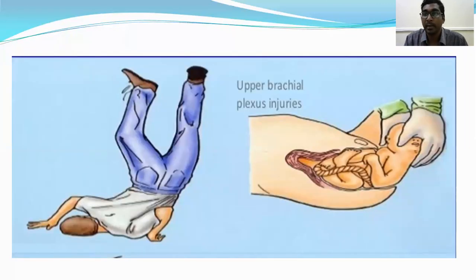So this is the mechanism of injury in Erb's palsy. The head is stretched to the opposite side, and the upper part of the brachial plexus is stretched and injured. This is common in adults. In infants, it is a birth injury, where during extraction of the head, the head may be extended to one side. In those cases also, sometimes the upper part of the brachial plexus is injured. This is the mechanism of Erb's palsy.